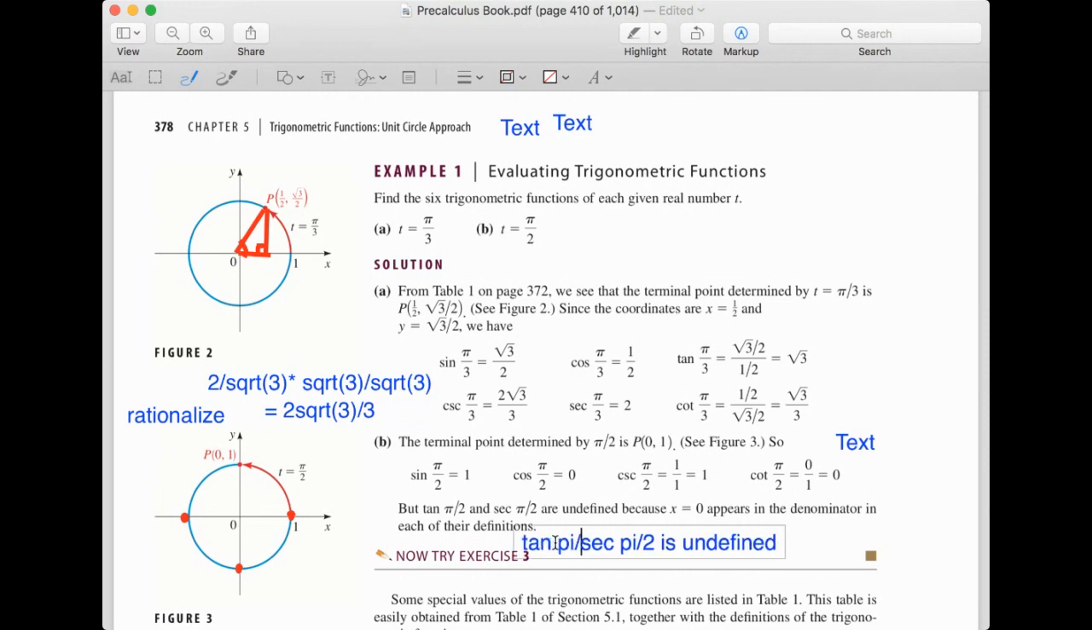Tangent pi over 2 and the secant pi over 2 are undefined, because we would have something divided by 0. We have 1 divided by 0. But in mathematics, we cannot divide by 0.